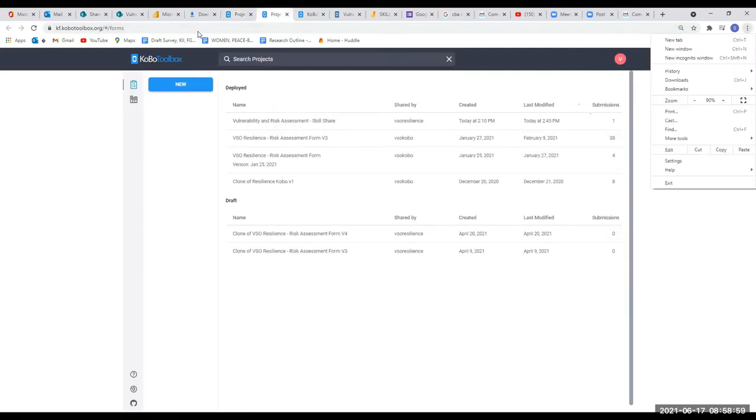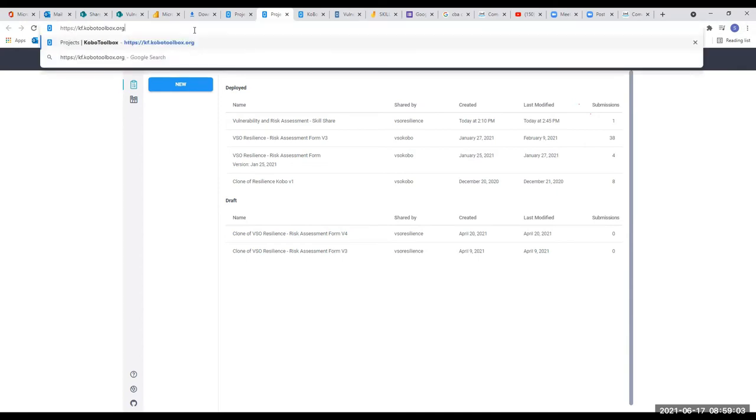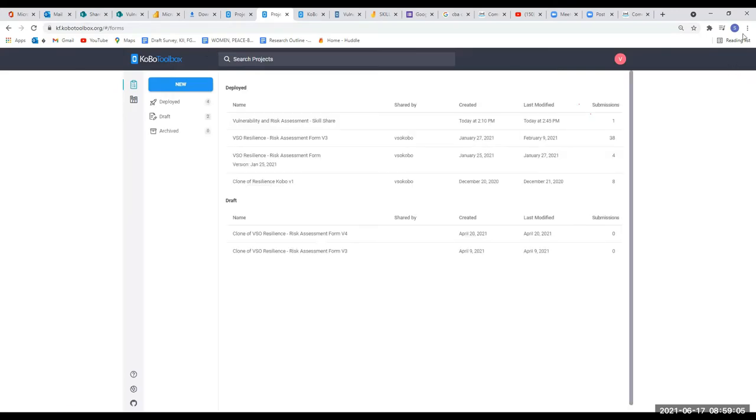It's KoboToolbox.org. So this is where you can create the account. I'm sharing the wrong screen, so it's here.